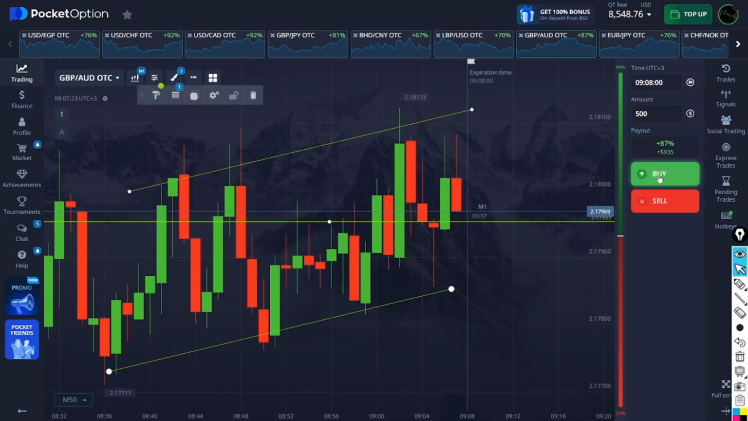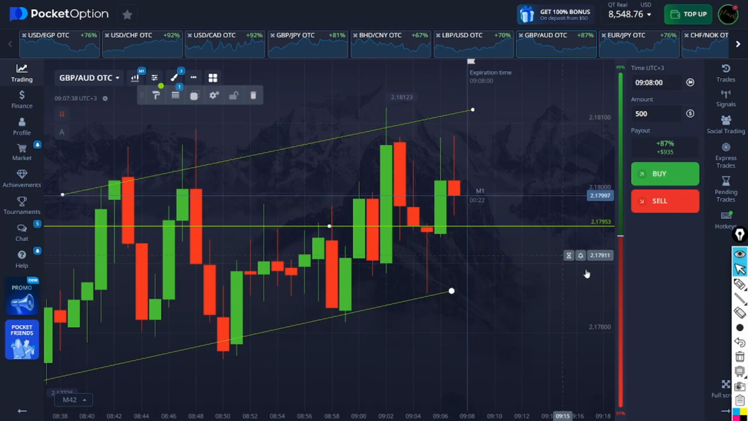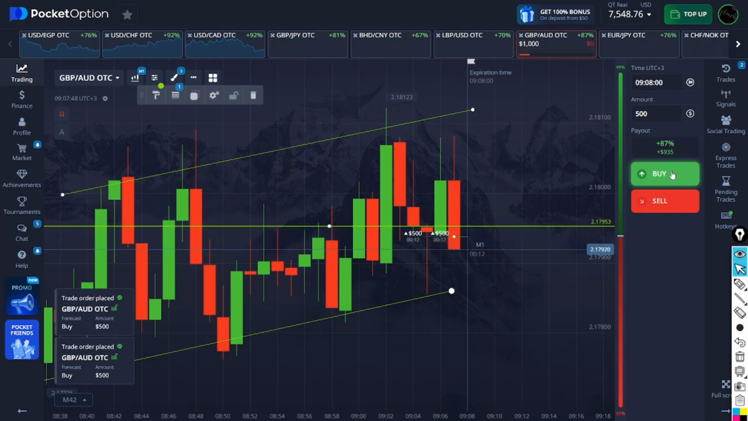So we have another opportunity right here. If you look closely, it's the same. We have the same pattern as the first trade we took. Once it comes to my entry, I'll take a trade. Okay, I took 2 trades right here.